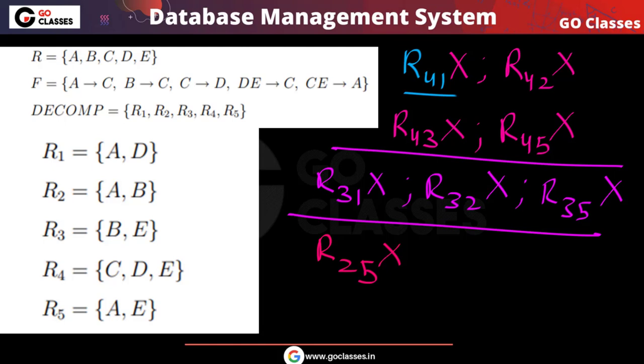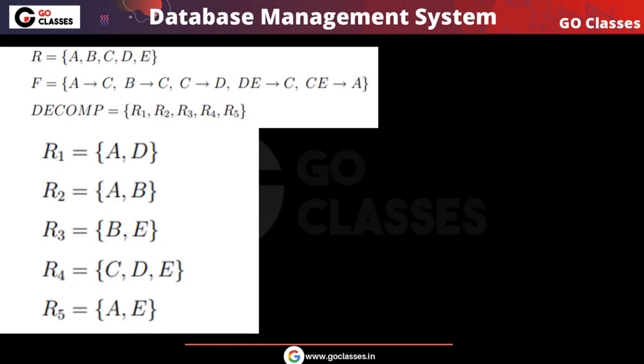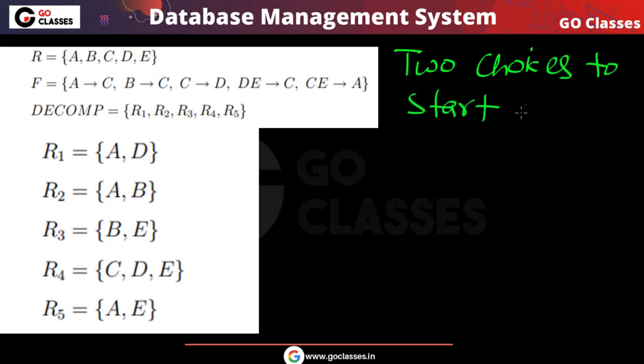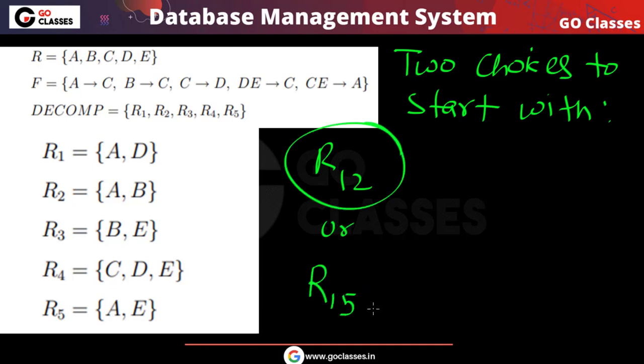And now finally you can notice that we can combine R12 or we can combine R15. So finally, I can say only two choices to start with. Either you combine R1 with R2 or you combine R1 with R5. No other choice we have. So either we can combine them, either we can combine them.